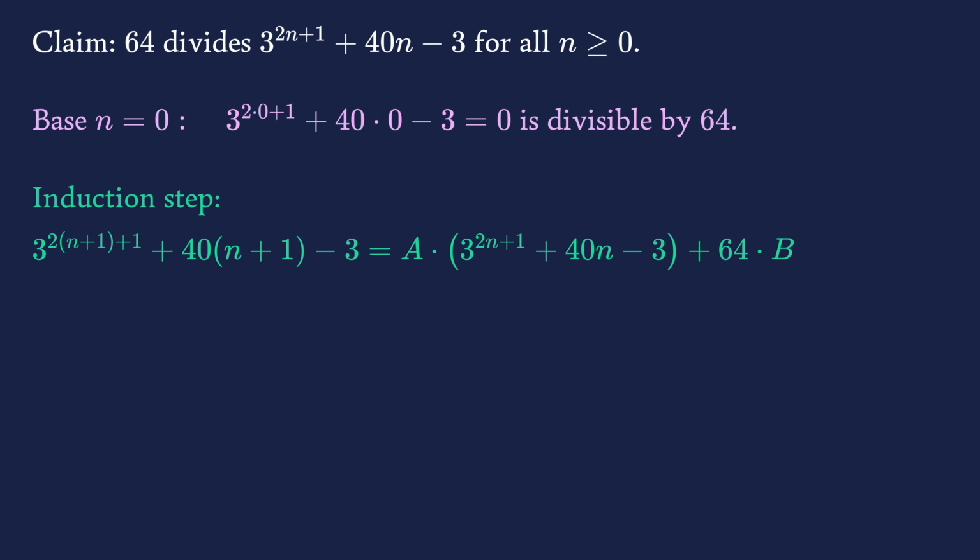To actually do that here, we look at the power of 3. Splitting it up, we see that we get 9 times the power of 3 we want. That means the multiple a we are looking for is probably 9. So let's try to massage the other terms such that we get 9 times 40n minus 9 times 3.